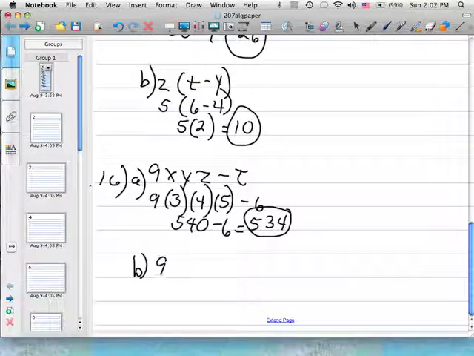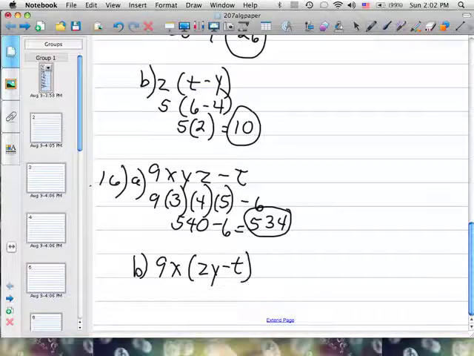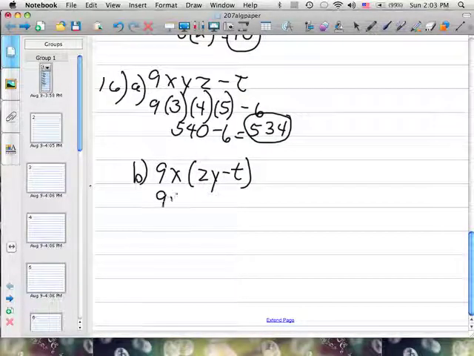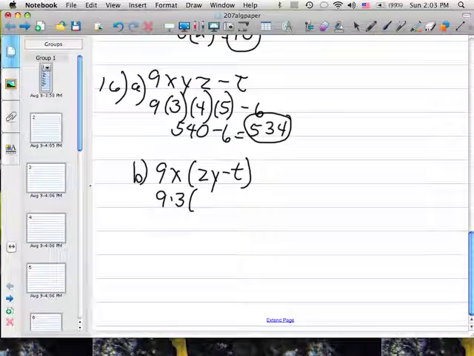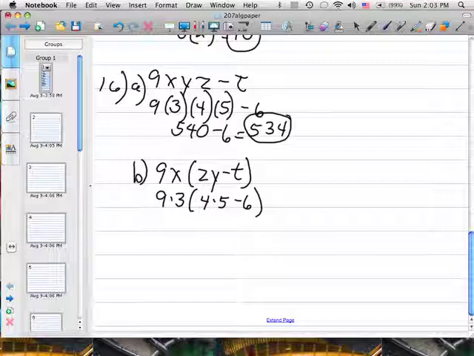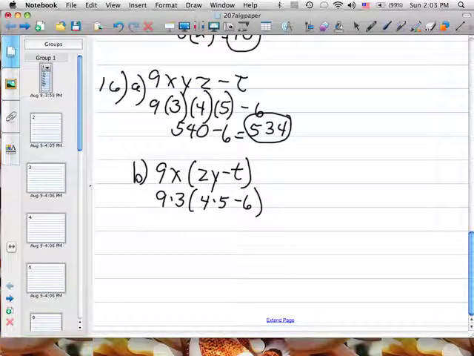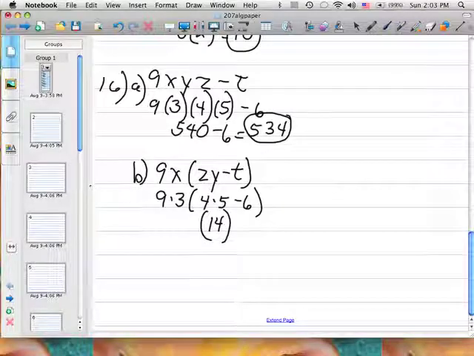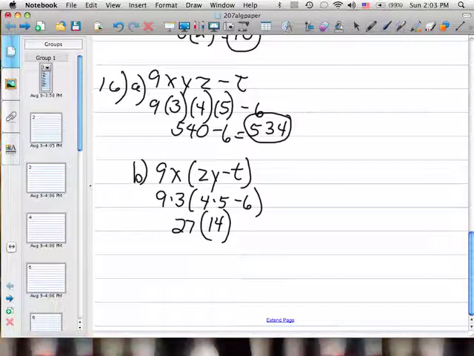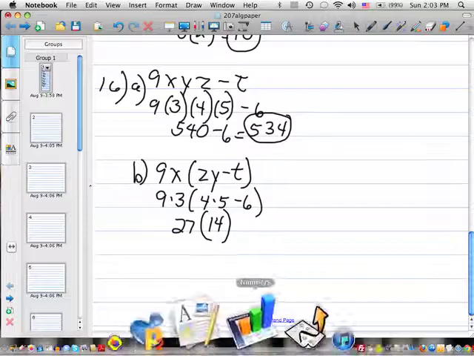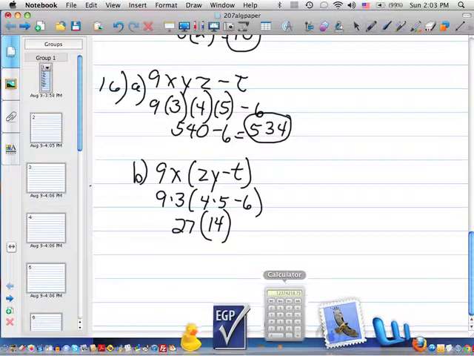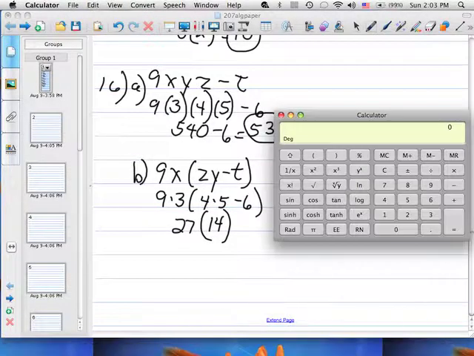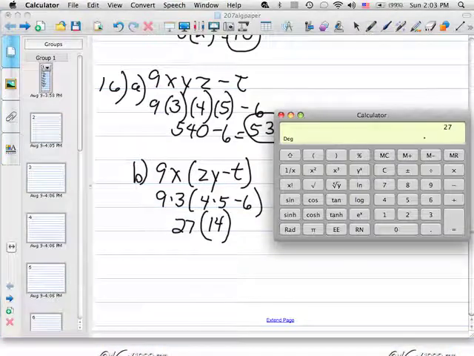Problem number 16a, we have 9xyz minus t. Substituting the values in, 9 times x is 3, y is 4, and z is 5, minus t, which is 6. Doing the multiplication here, 4 times 5 is 20, and 9 times 3 is 27. So if I took 2 times 27, that's 54. That's 540. Minus 6 gives us 534.